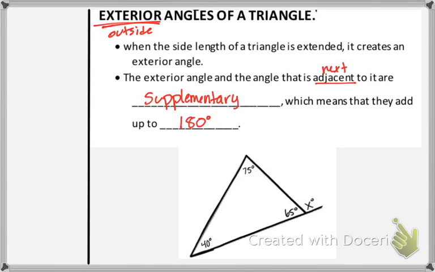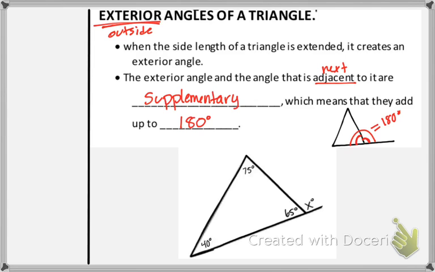So they're basically saying that if we have a triangle like this, and we extend this line over here like this, then this angle and this angle are supplementary, and together they equal 180 degrees.